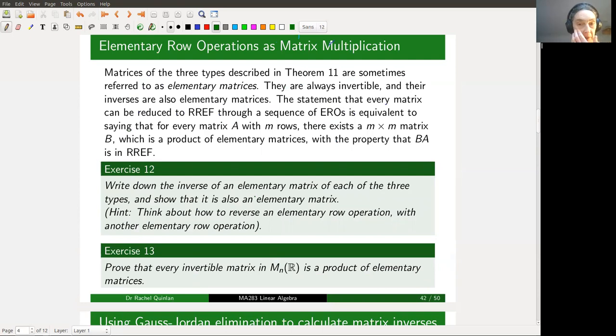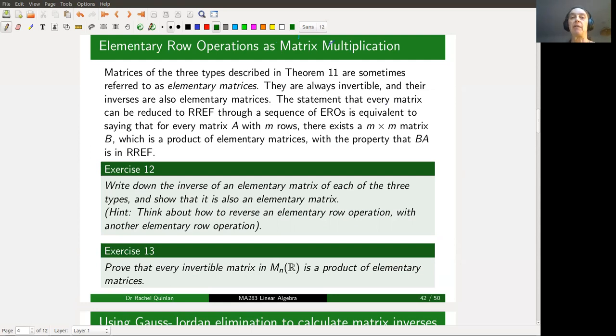So just a couple of remarks here about that on the slide. These three types of matrices are referred to as elementary matrices. They're always invertible, and that's relatively straightforward to check. You can basically figure out what the inverse of an elementary matrix would be by figuring out what row operation would reverse the one that it does. And indeed, the inverse of an elementary matrix always also is an elementary matrix. Every elementary row operation can be reversed by another elementary row operation.